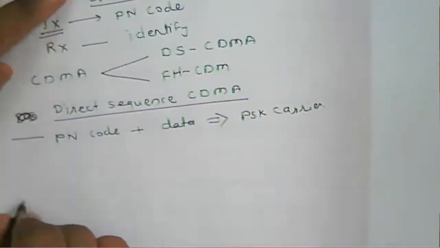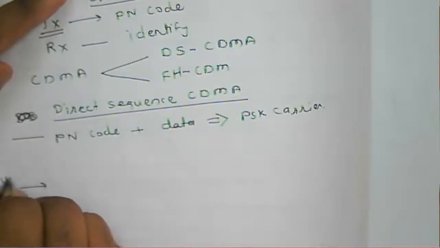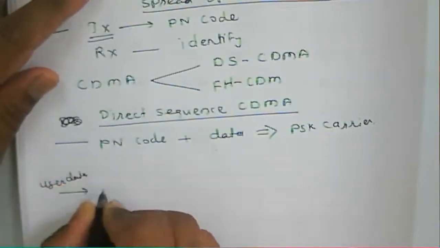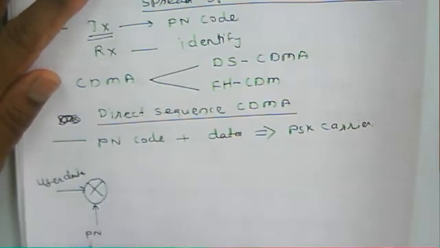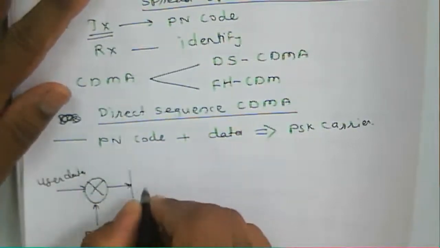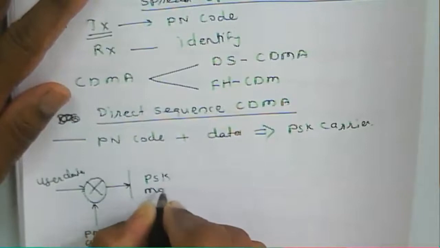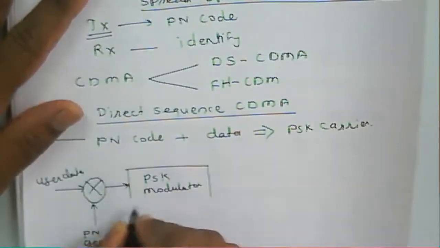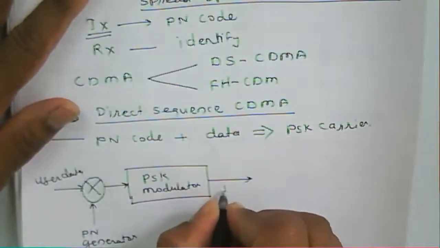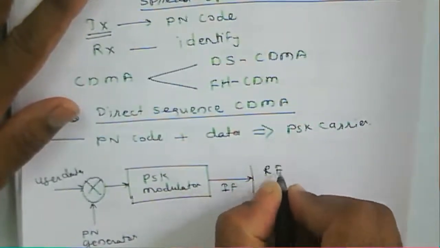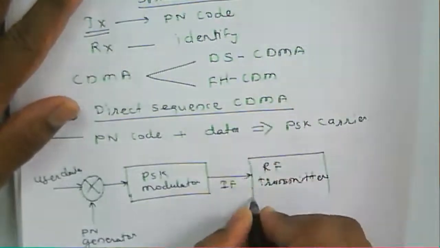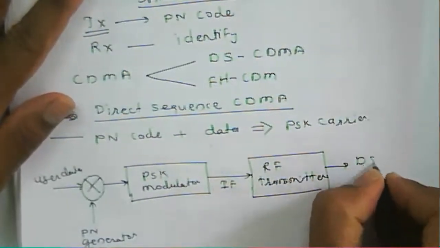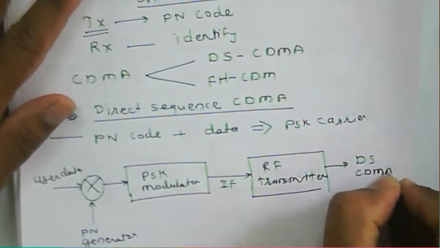So if you see here, we have the user data, and then we have a PN generator, then we get a PSK modulator, then the IF, then the RF transmitter, and then we'll get the DS-CDMA signal.